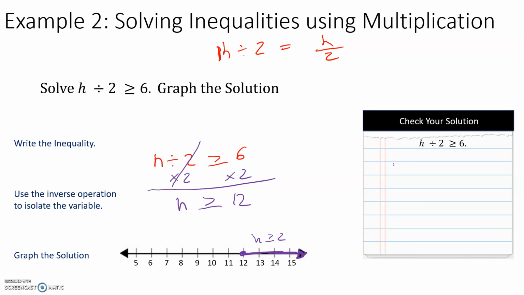So I got 10 divided by 2 is greater than or equal to 6, and that's 5. So 5 is greater than or equal to 6. Is that true? And the answer is no, because 5 is not equal to 6, and it can't be greater than. So the answer to that is no. And I'm going to pick 14. So 14 divided by 2 greater than or equal to 6, and then I get 7 greater than or equal to 6, and that is true. So my solution is true.